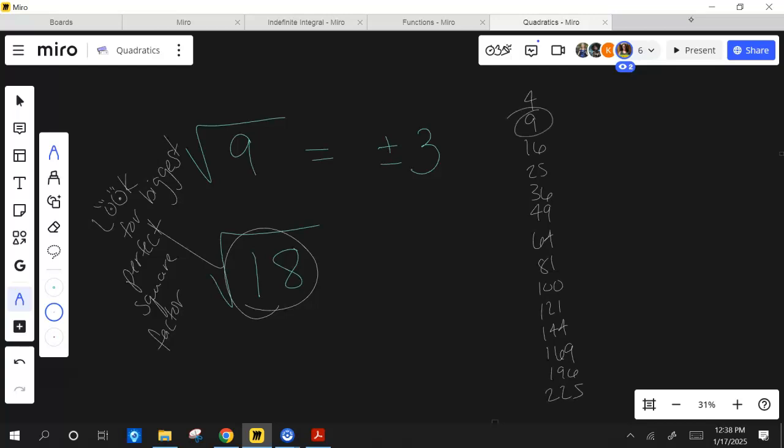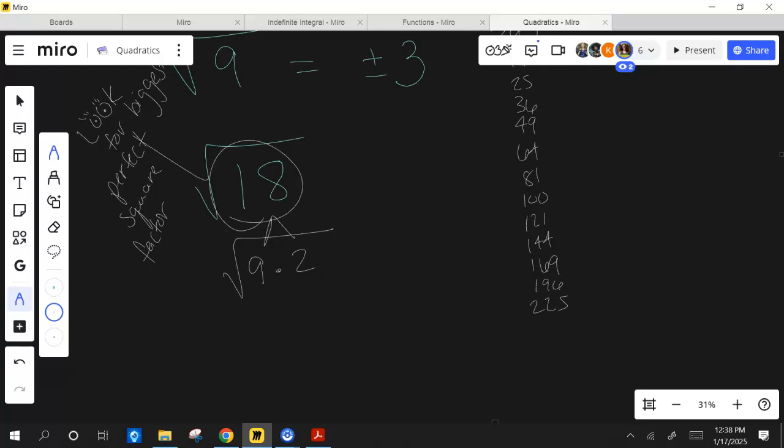9, right? 9 times what is 18? 9 times 2. So I use that property that says that I can split them up. The square root of 9 is 3. So I have 3 times the square root of 2. The plus or minus goes in front of everything.